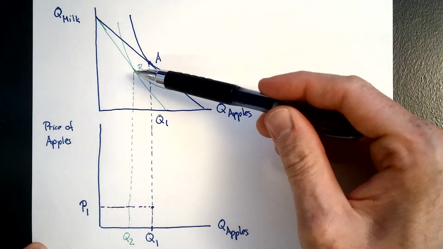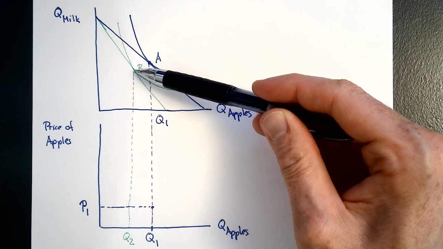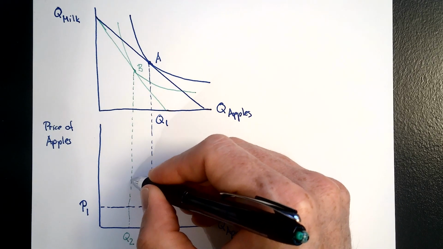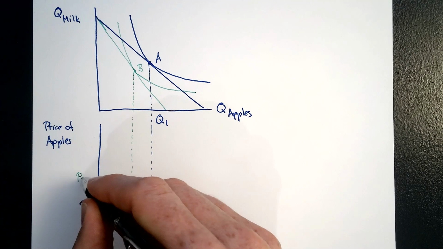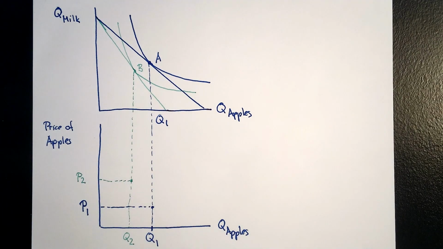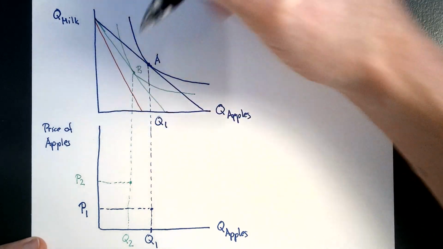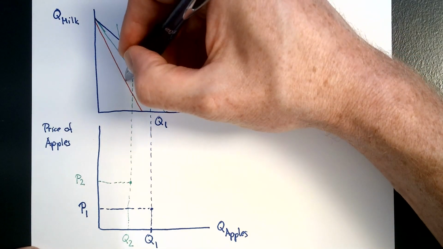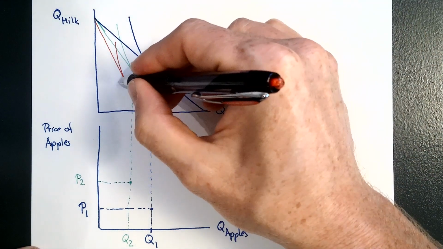Now note that this reallocation of consumption has to do with the fact that the price of apples increased. So if the price of apples increased, this means that we now have the consumption bundle Q2, which is associated with a higher price of apples, and let's call this higher price P2. Now, suppose that the price of apples is increasing even further. Then you have another new budget constraint that pivots inwards even further, and the consumer is now reallocating their consumption and is consuming at point C.